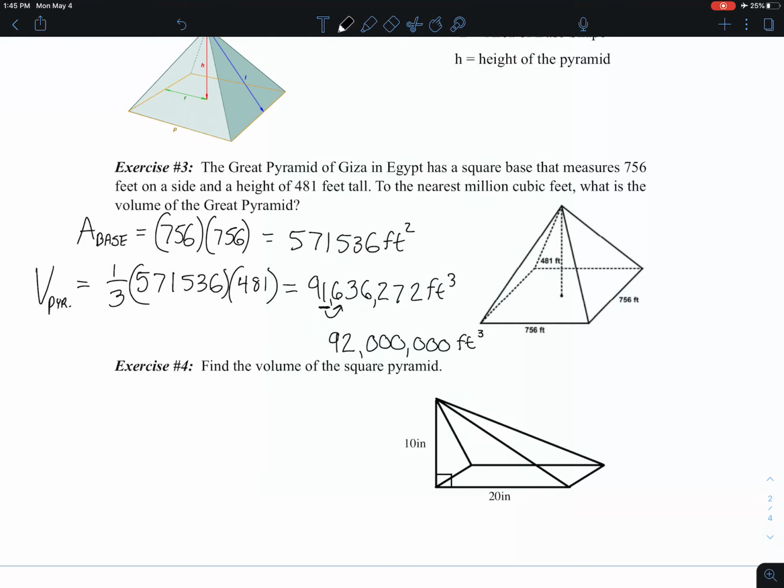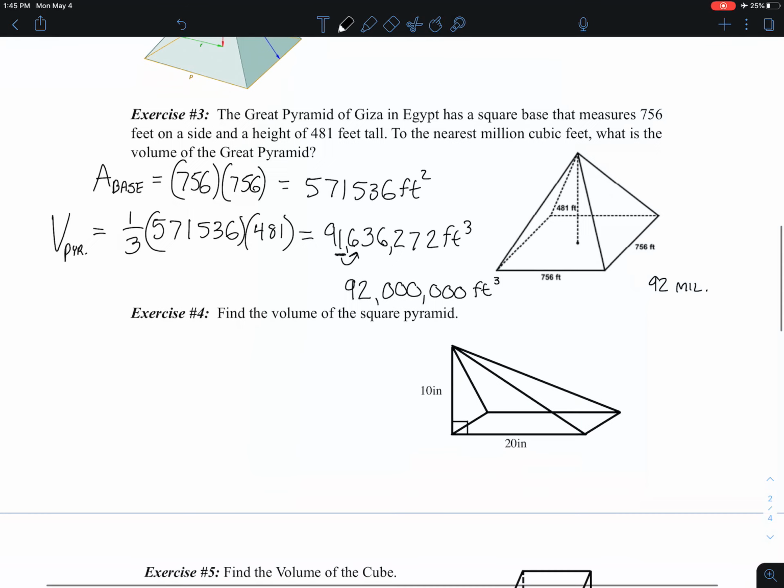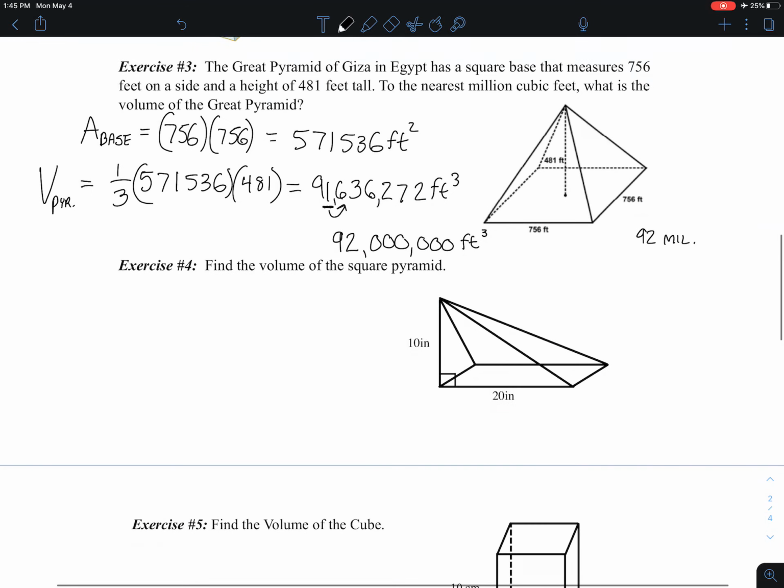So that's it for that question, right? Not too bad. You could have also put 92 million like that as well. Okay? All right, let's move right along here.